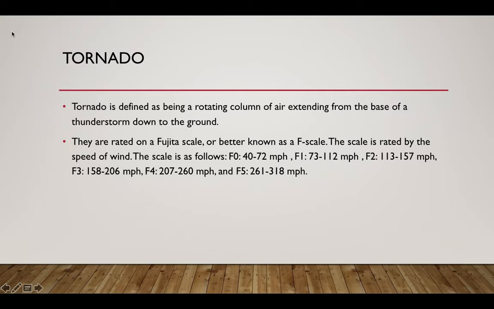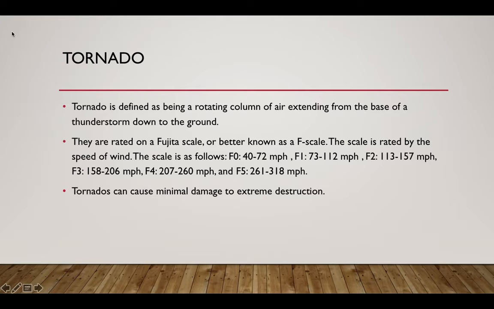The scale is as follows. An F0 tornado has winds from 40 to 72 miles per hour. An F1 tornado has winds from 73 to 112 miles per hour. An F2 tornado has winds from 113 to 157 miles per hour.